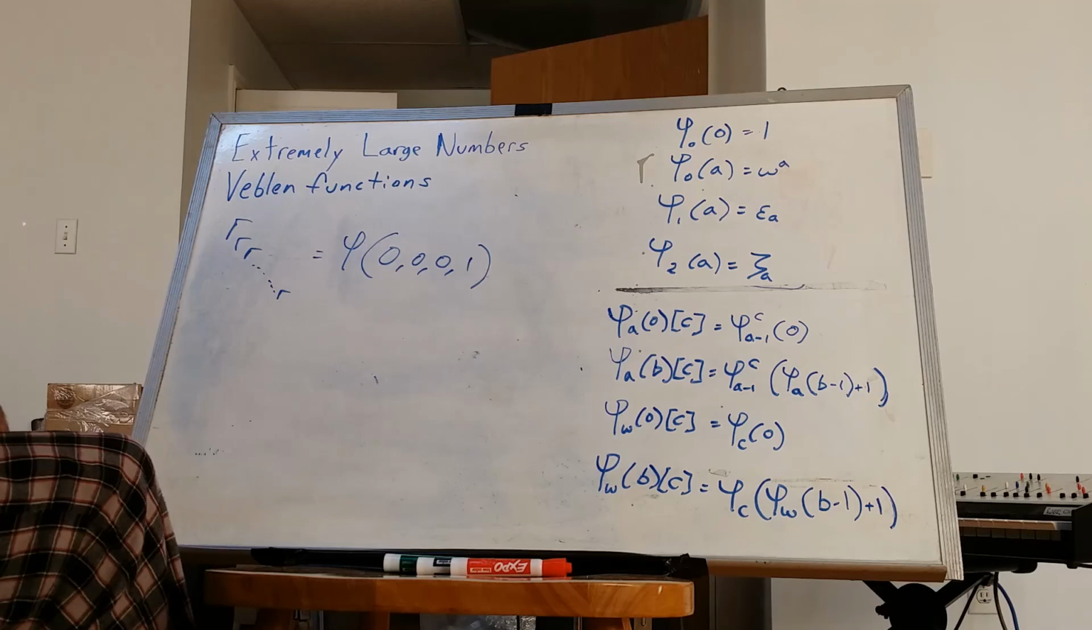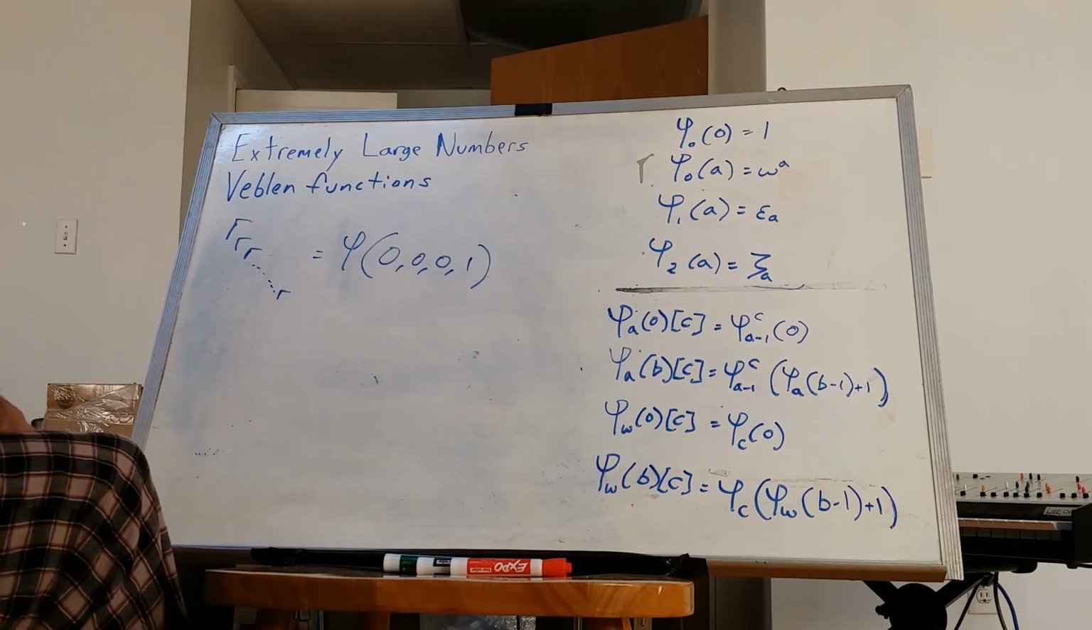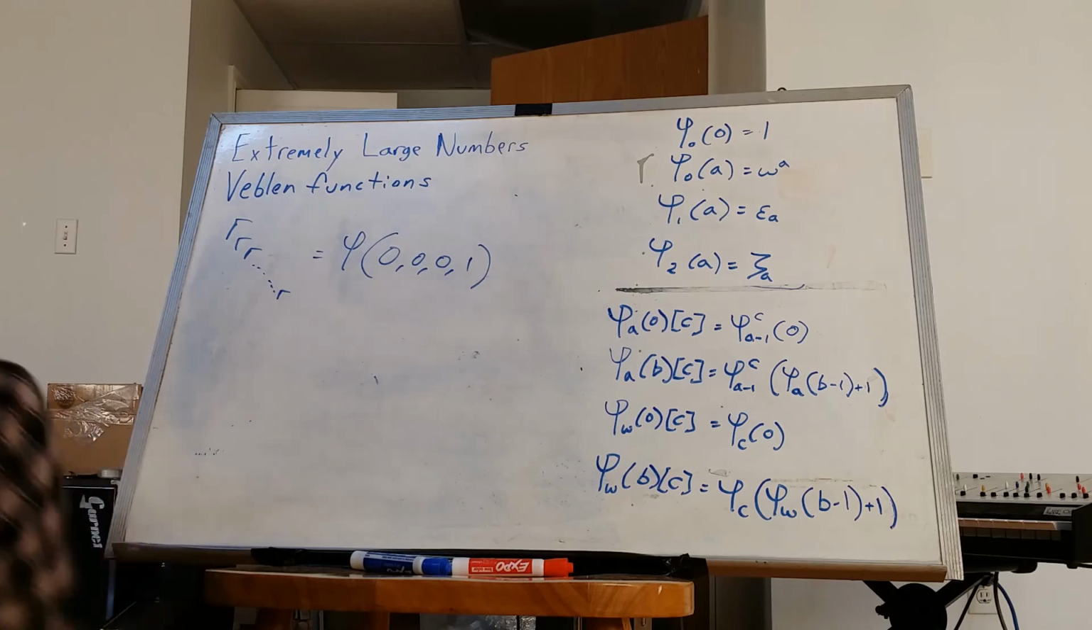But there's, once again, a better way of doing this, a way to write this down in a single function. And this is called infinite collapsing ordinals. But I'm definitely going to leave this to the next video because this is already going pretty long.